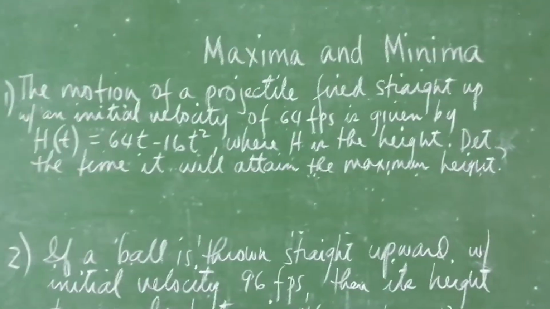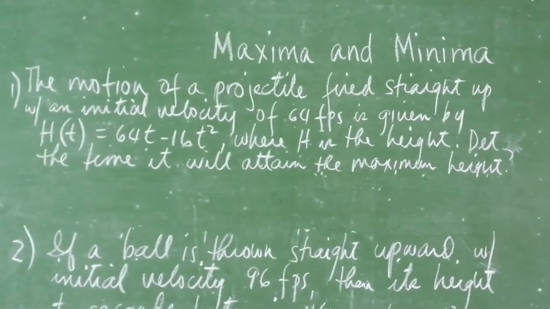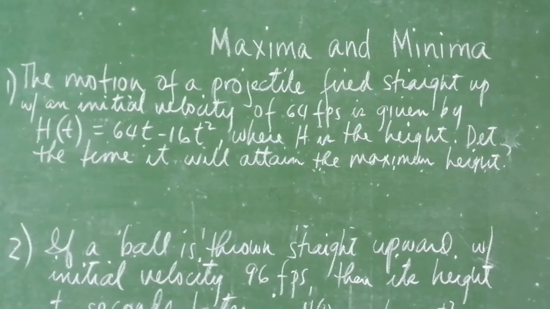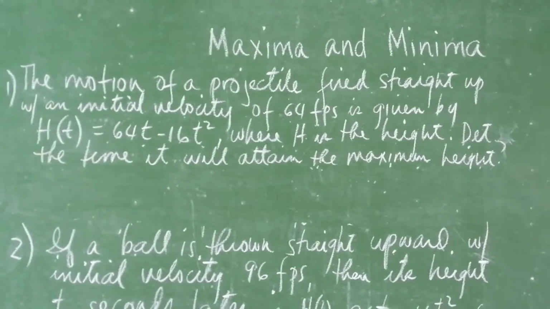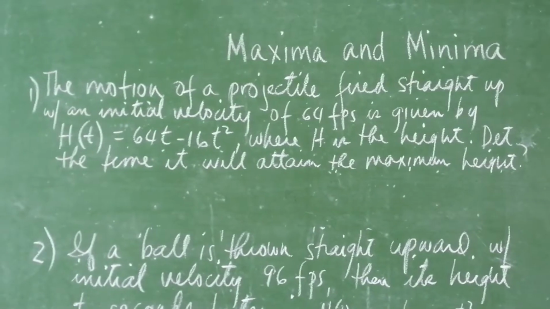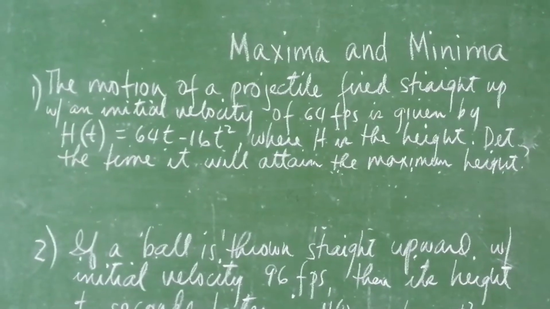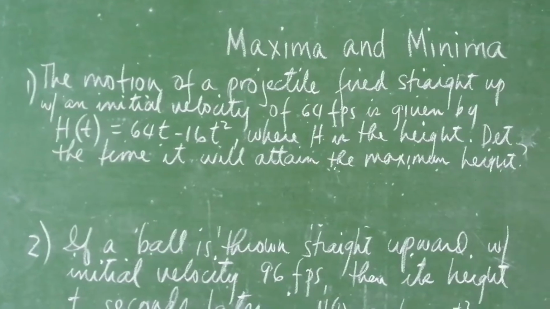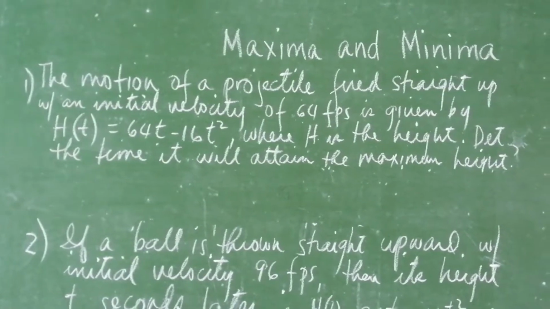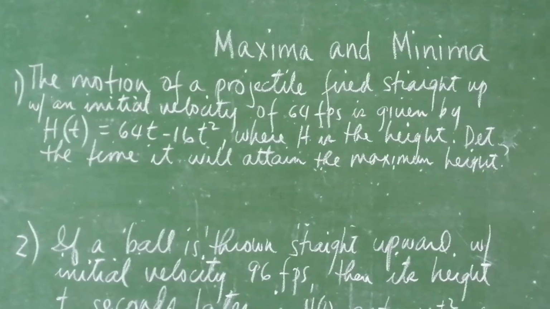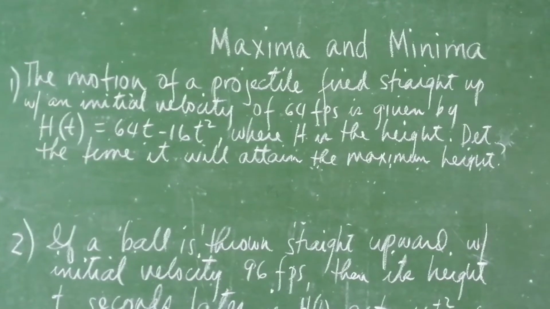The motion of a projectile fired straight up with an initial velocity of 64 feet per second is given by h of t equals 64t minus 16t squared, where h is the height. Determine the time it will attain the maximum height.